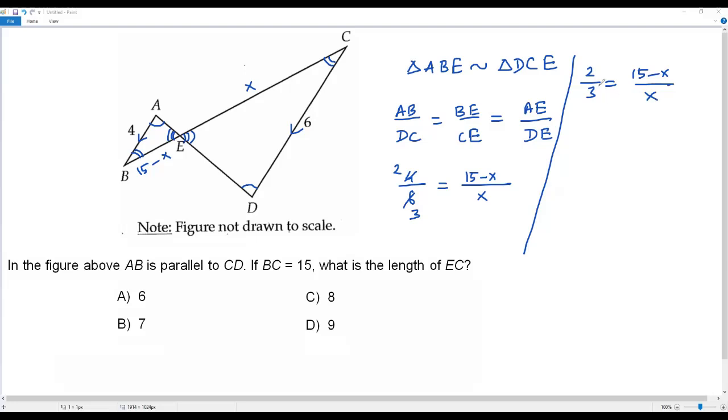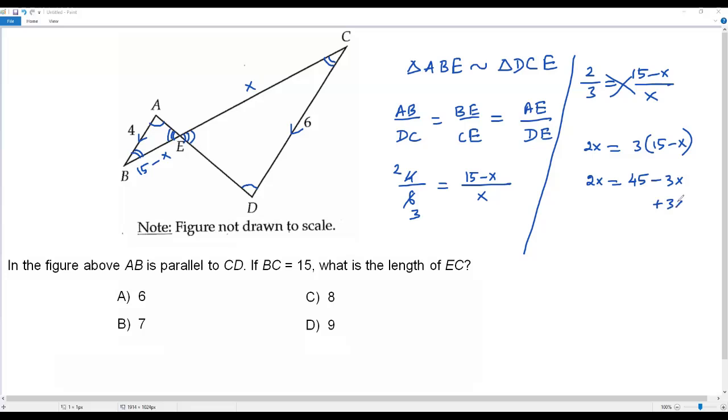To solve this equation, I can do cross multiplication. Cross multiplication means the numerator over here has to be multiplied by this denominator, so 2 times x is 2x. And this numerator has to be multiplied by this denominator. This is called cross multiplication. Then I'm getting 3 times (15 minus x). Now 2x equals, I can distribute this 3 to 15 and to negative x. When I distribute 3 to 15, I'm getting 45, and 3 times negative x is negative 3x.